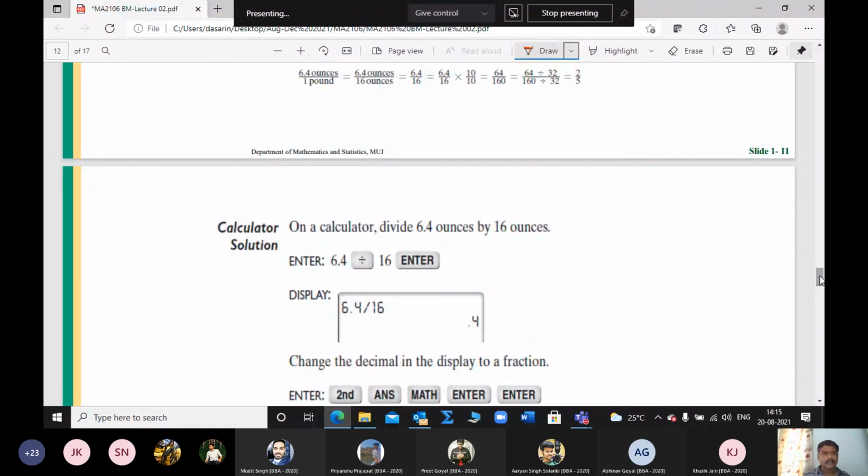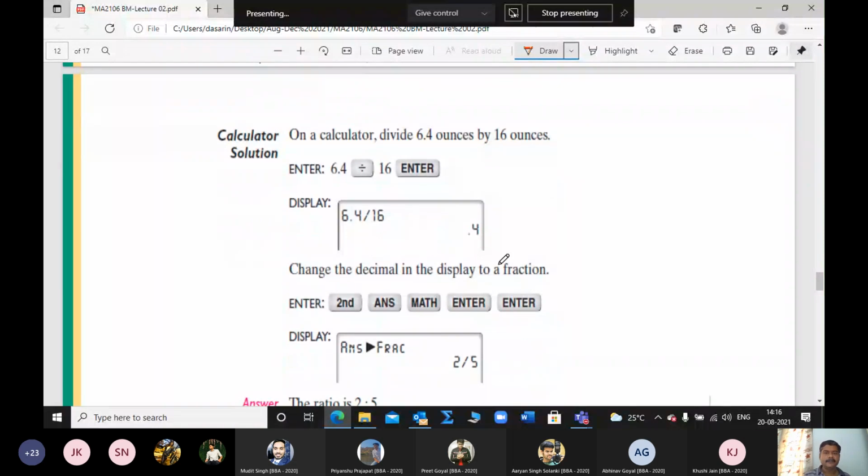I think it's a continued part. Suppose you are using a calculator: on a calculator, divide 6.4 ounce by 16 ounce. Whenever you see this kind of question, we have to see whether the units are the same or not. That is one important step that we need to take care of. Once both are the same, I can go with the division. I will press 6.4 on the calculator, then the divide symbol, and then 16. We'll get the answer as 0.4.